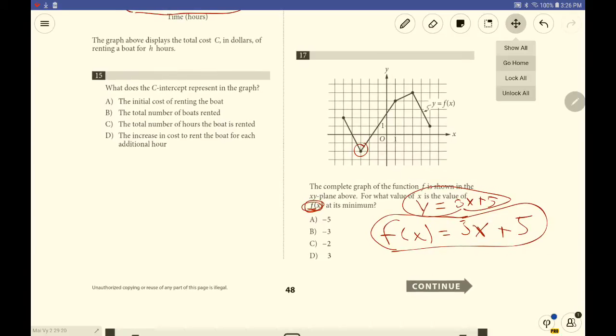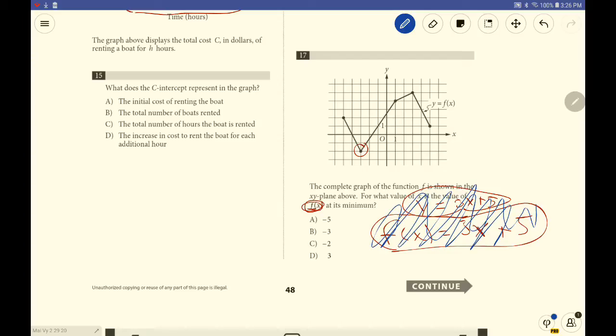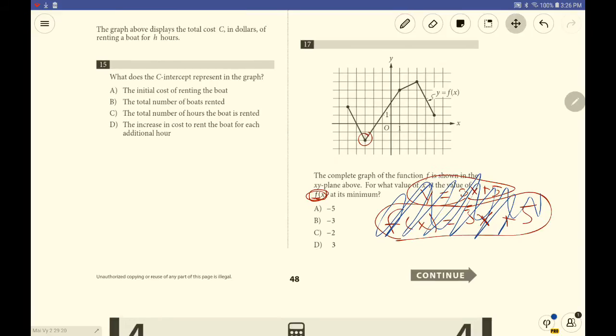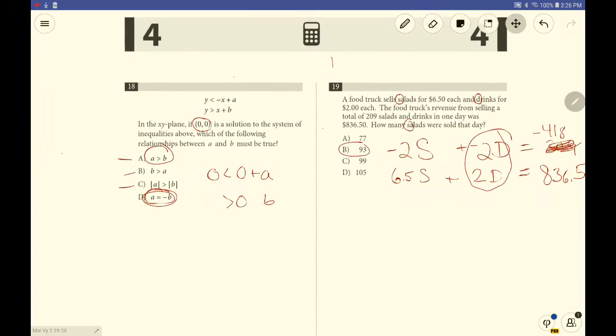Okay, number 17. F of x is at its minimum where I circled it, and the x when y is at its minimum is -3. That's just being able to read a graph.